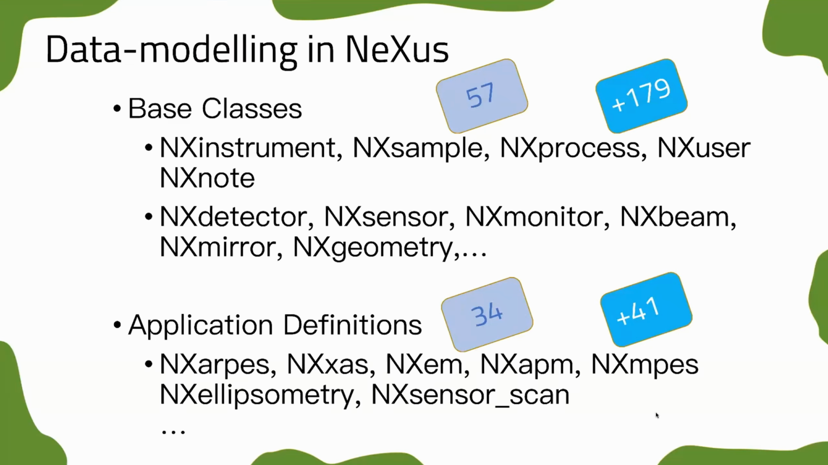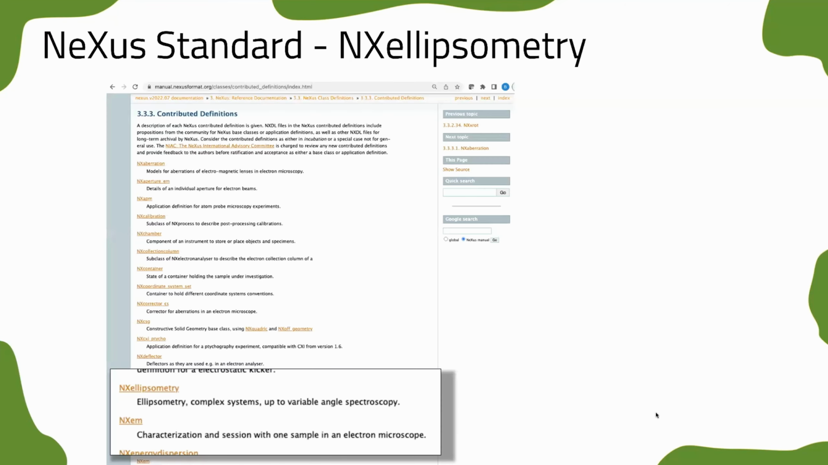In the last 2 years, to cover material science, we added 41 additional application definitions, so we more than doubled the number of experiment techniques defined, and lots of base classes also we included. To do that, we are using the NXDL language to describe all the different experimental techniques, and here I'm bringing NX ellipsometry.